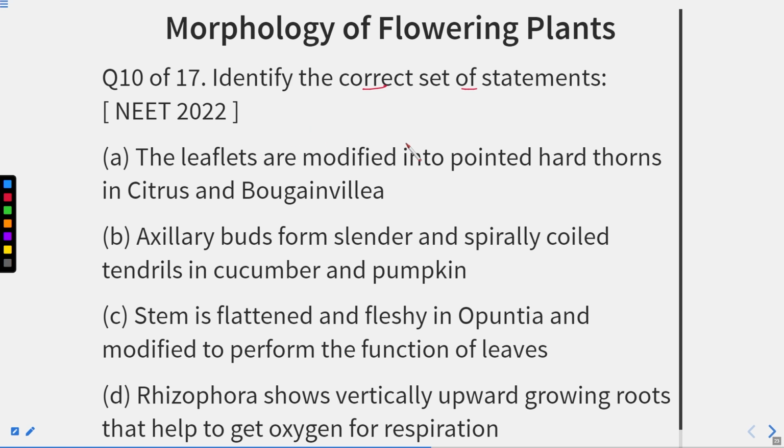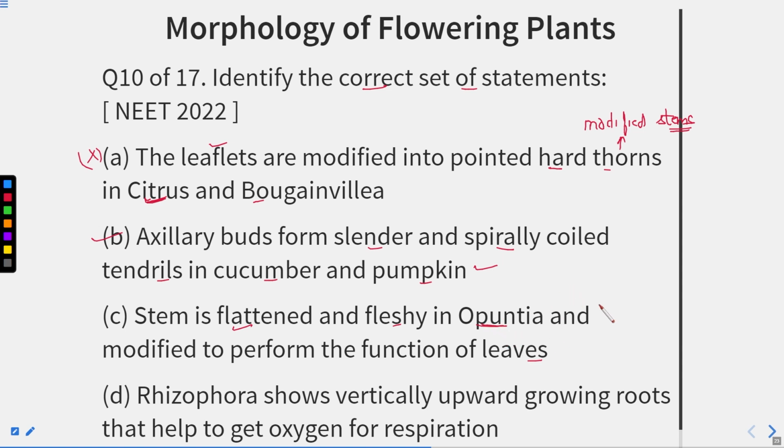The first is the leaflets are modified into pointed hard thorns in citrus and bougainvillea. So this is not correct. What are thorns? Thorns are modified stem. They are not leaflets. Now option B, axillary bud forms slender and spirally coiled tendrils in cucumber and pumpkin. So this is true. Then we have stem is flattened and fleshy in opuntia and modified to perform functions of leaves. So this is also true in opuntia.